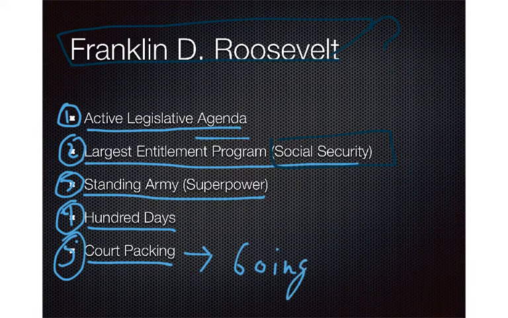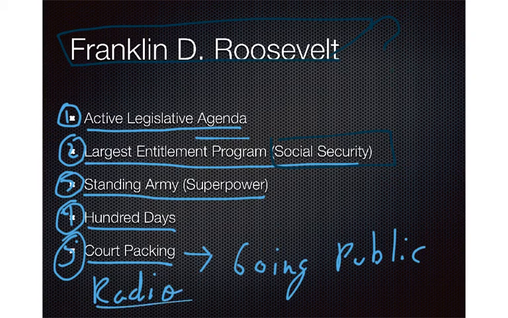Something you can think of as going public. And he's actually going to use a new technology to work on this. And for FDR, it's radio. FDR, many of his legislative agendas will get pushed back on by the Supreme Court. So the Supreme Court will rule them unconstitutional, and we'll learn more in the next section about what that means for something to be ruled unconstitutional.